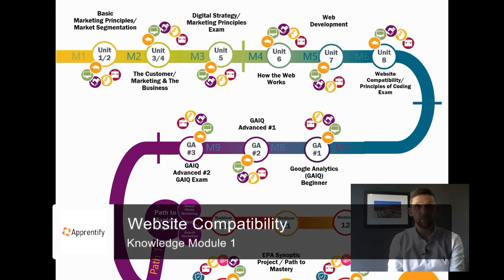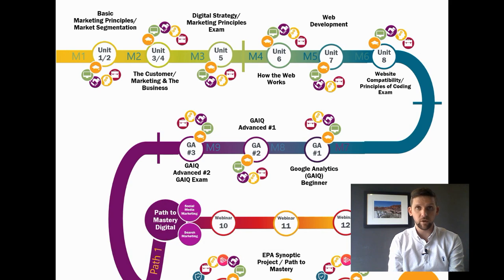Month 6 and Unit 8. Website compatibility. In the modern world, there are so many different platforms, so many different operating systems, so many different manufacturers of hardware, so many different file types, it can be quite easy to get lost. What we need to know as digital marketers is how to create content and create campaigns that reach as many people as possible so that technical considerations aren't inhibiting them.